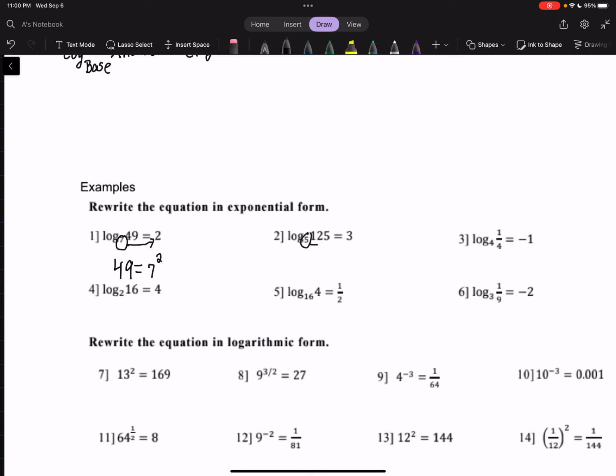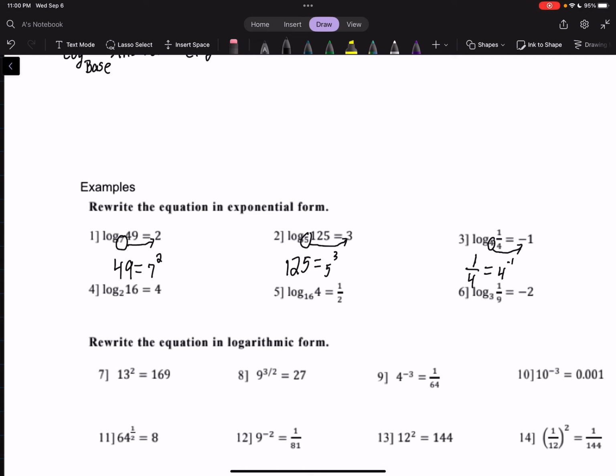Taking your base of 5, shoving it under the 3. So 125 is equal to 5 to the third power. This one, you have a 4. You're shoving it up under -1. So 1/4 is equal to 4 to the -1 power.